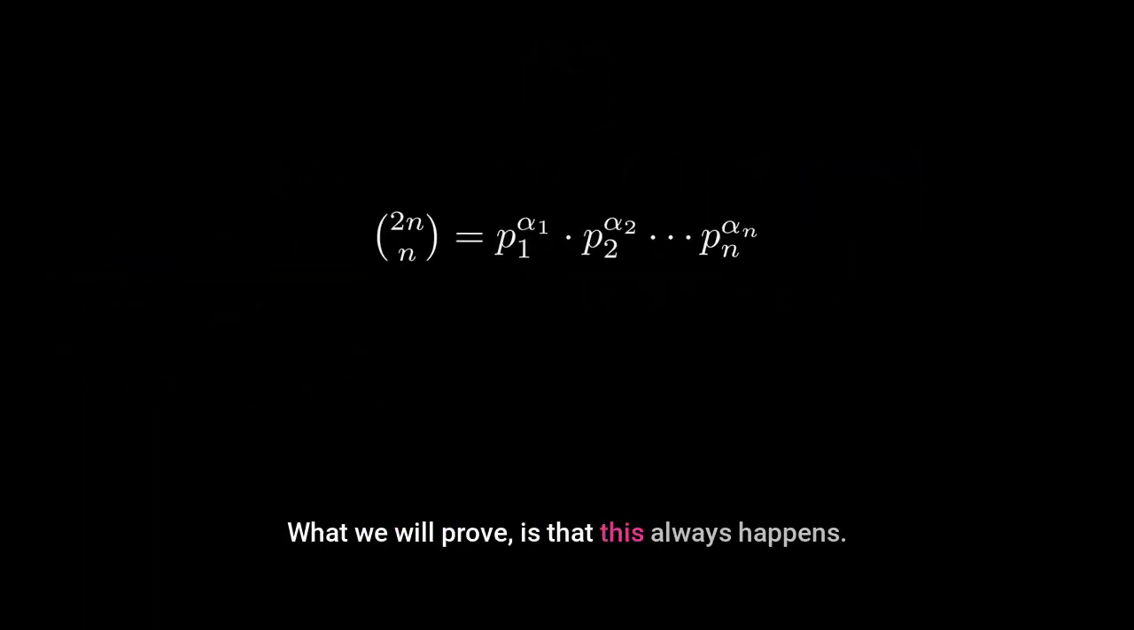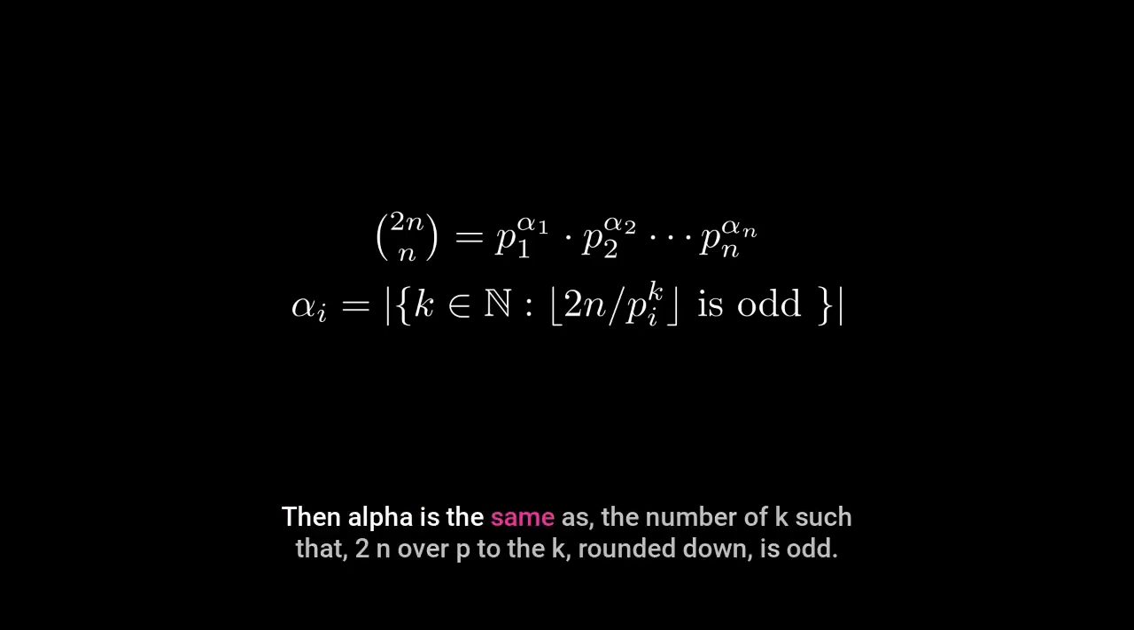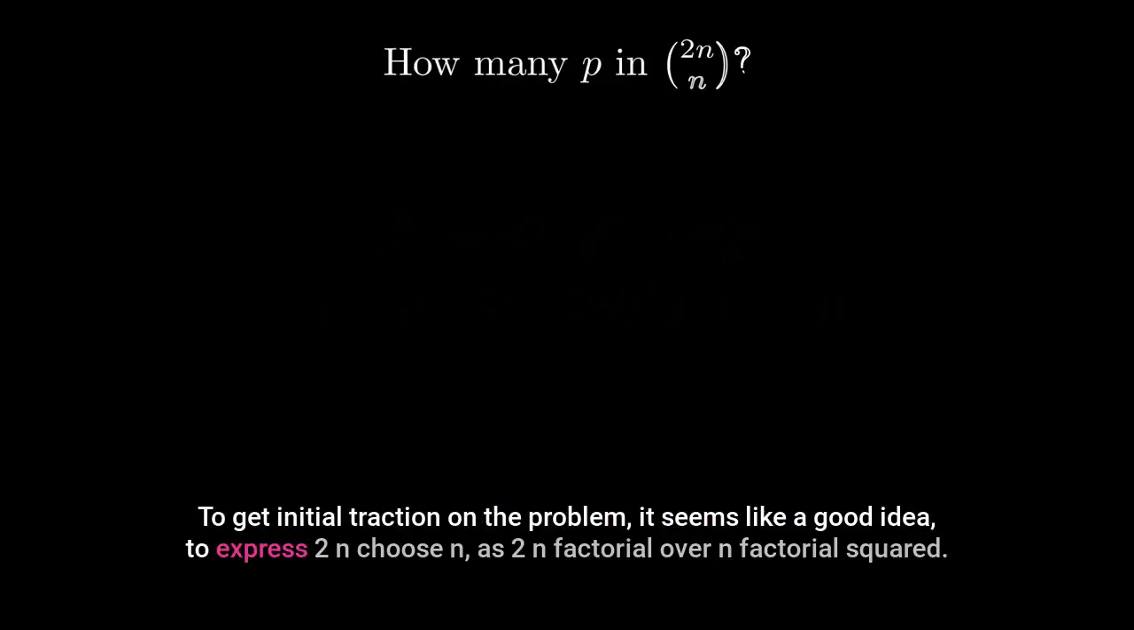What we will prove is that this always happens. That is to say, if p is any prime which divides 2n choose n, let alpha be the power of p in the prime factorization. Then alpha is the same as the number of k such that 2n over p to the k, rounded down, is odd.